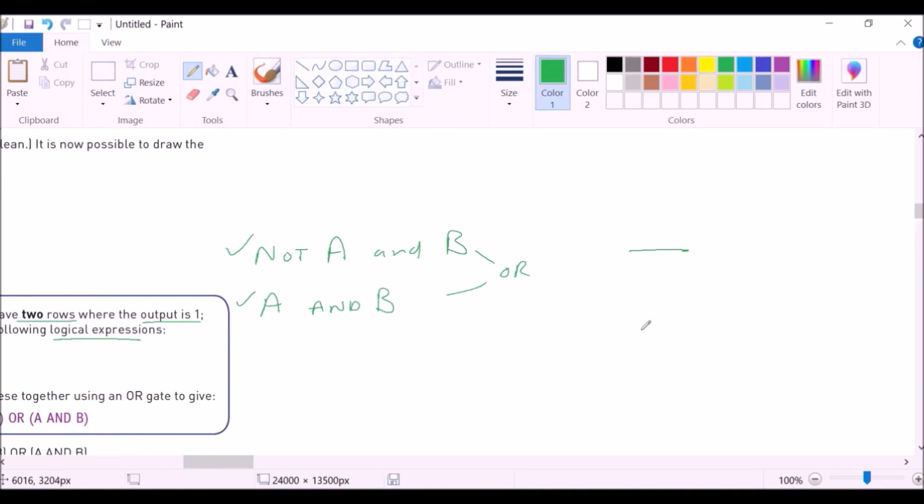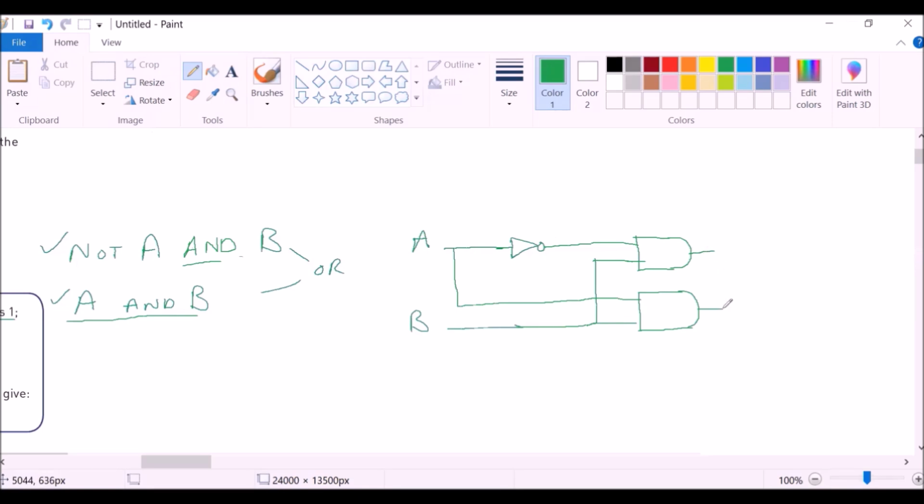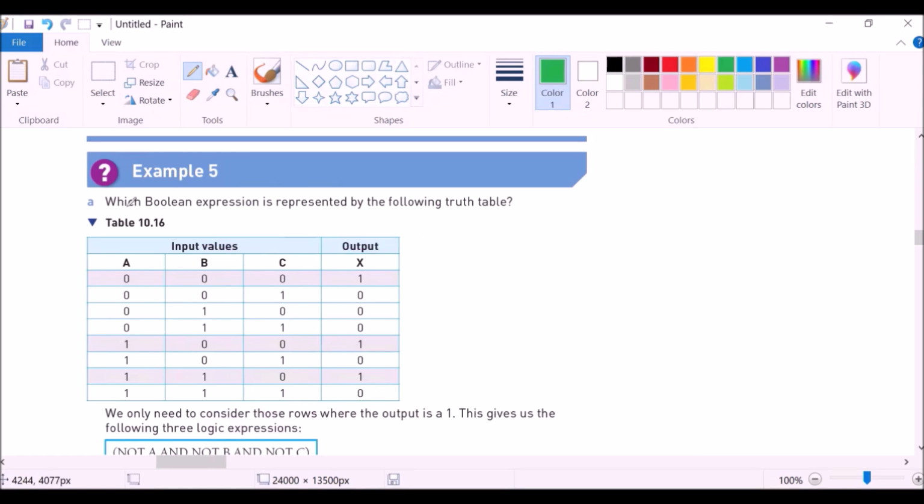So we have our inputs A and B. Then we connect not A and B to an AND gate. So we now have this circuit, not A and B. For A and B, we tap from A before it is noted and take A and B through an AND gate, then connect these two outputs to an OR gate. This is our final output, X. Now we go to this example.